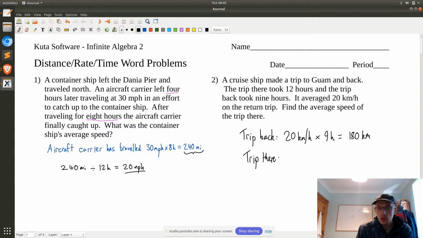Great. And the trip there took 12 hours. So do 180 kilometers and divide that by 12 hours. Right? And then you get the amount of kilometers per hour, which is the average speed of the trip there. Okay, so 180 divided by 12 is 15. So 15 kilometers per hour. That's great.